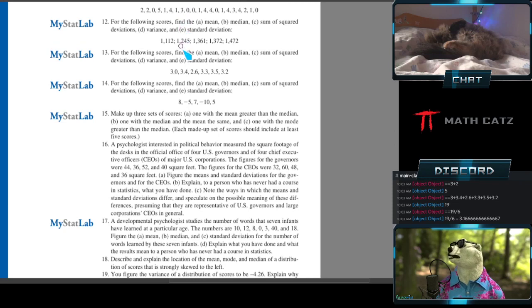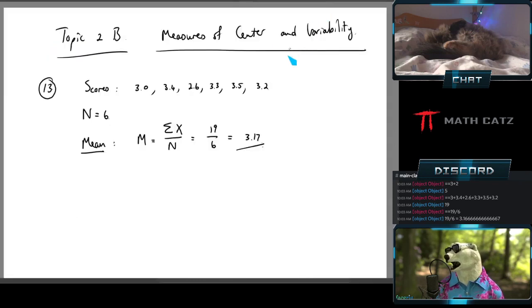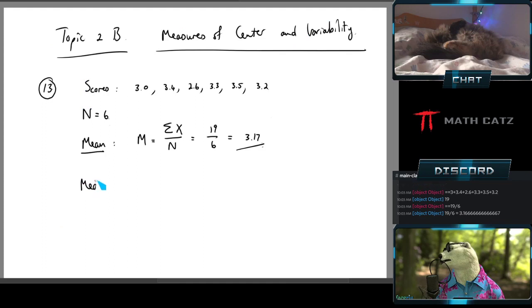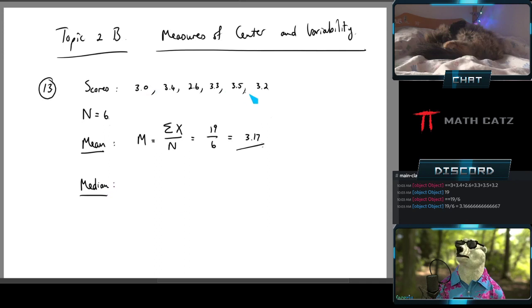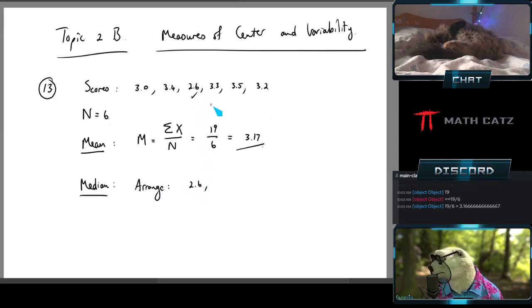Let's reference the question again. Mean. Median is next, so I'm going to calculate the median. How do I do that? Well, I have to arrange the scores. Luckily, I only have 6, so I can do it by hand. Use words, say what you're doing. Arrange the scores. 2.6 is first. Check. Then 3.0. That one's done. Then 3.2. That one's done.